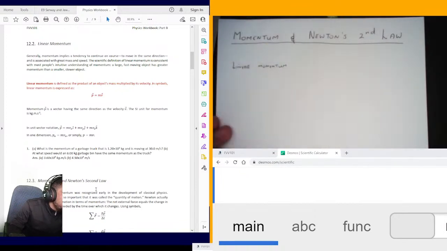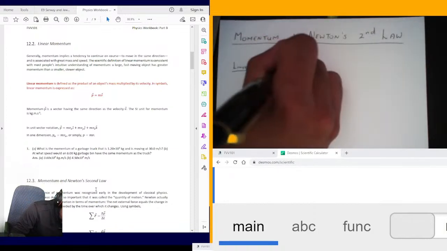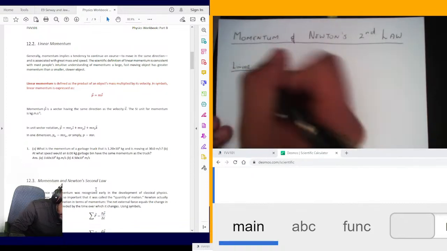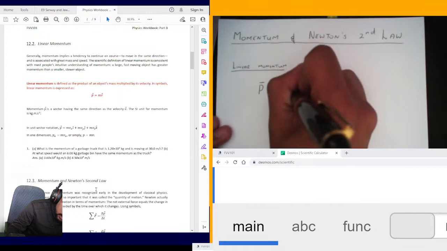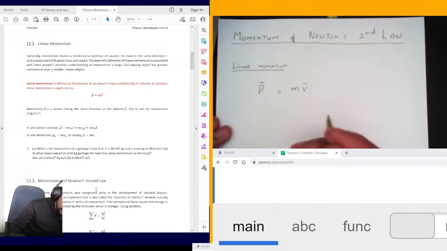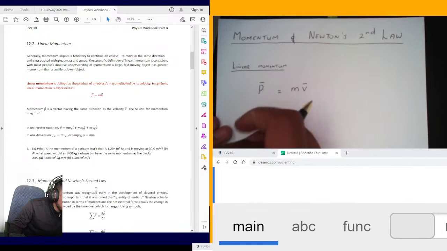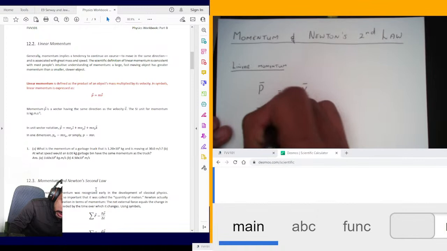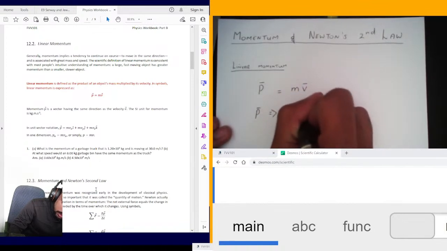Linear momentum is defined as the product of an object's mass multiplied by its velocity. Now, momentum is a vector. This symbol is the momentum, and it is a vector.